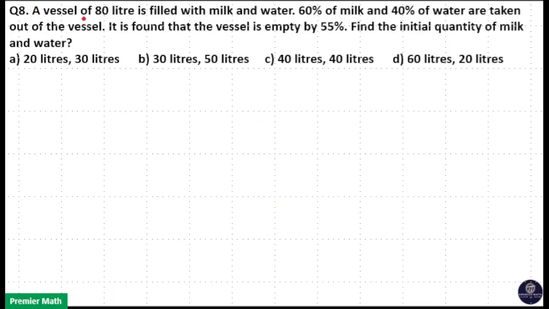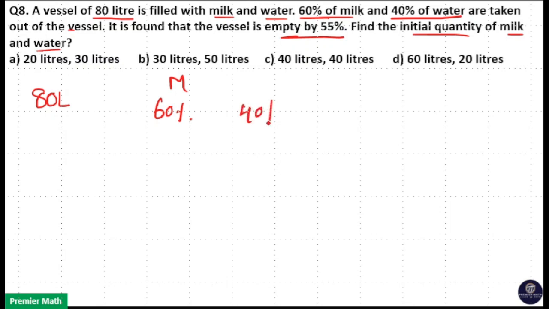Next is question number 8. A vessel of 80 liters is filled with milk and water. 60% of milk and 40% of water are taken out of the vessel. It is found that the vessel is empty by 55%. Find the initial quantity of milk and water. So there is a vessel of 80 liter capacity filled with milk and water, but we don't know the initial quantity of milk and water. We need to find it out. But we know 60% of milk and 40% of water are taken out from the vessel.